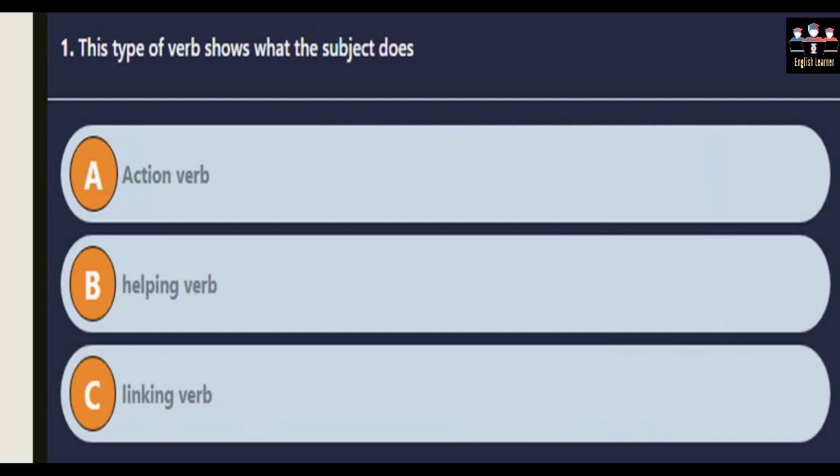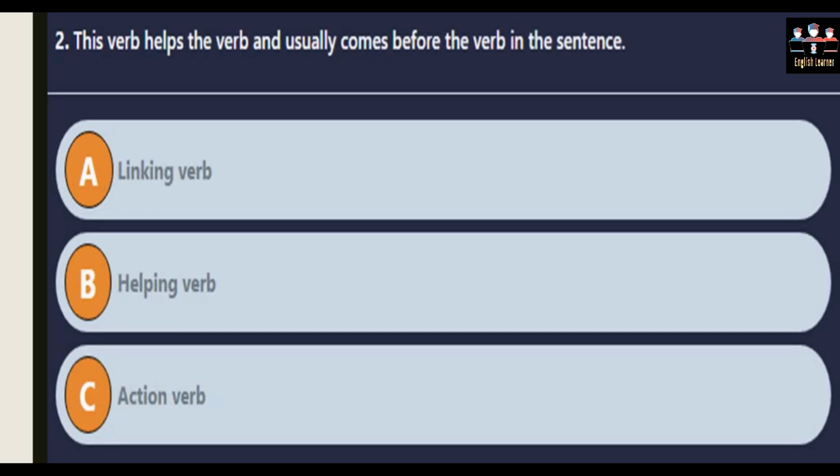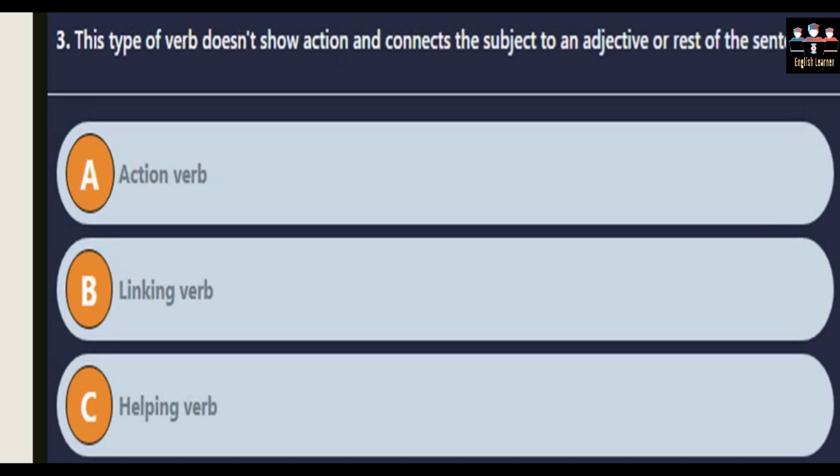Number 1. This type of verb shows what the subject does. Option A, action verb. Option B, helping verb. Option C, linking verb. Number 2. This verb helps the verb and usually comes before the verb in the sentence. Option A, linking verb. Option B, helping verb. Option C, action verb. Number 3. This type of verb does not show action and connects the subject to an adjective or rest of the sentence. Option A, action verb. Option B, linking verb. Option C, helping verb.